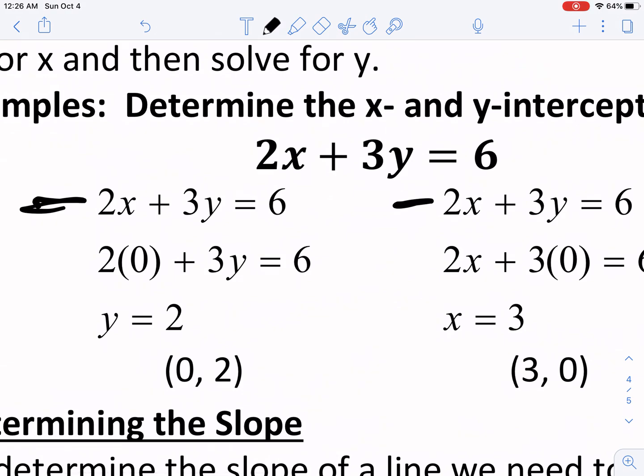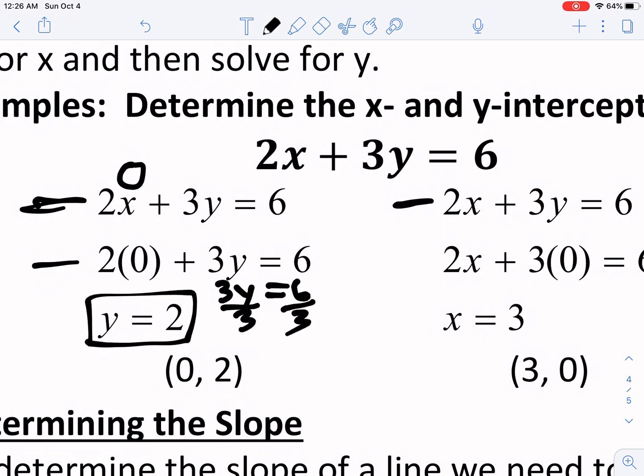They said, let's find the y-intercept and plug in 0 for x. Well, if I plug in 0 for x, I get 2 times 0 plus 3y equals 6. What's 2 times 0? 0. So I get 3y equals 6, right? Well, solving for that, divide by 3, what do we get? y equals 2. So what's the y-intercept? Well, we said x was 0 and y is 2. So this would be my y-intercept.